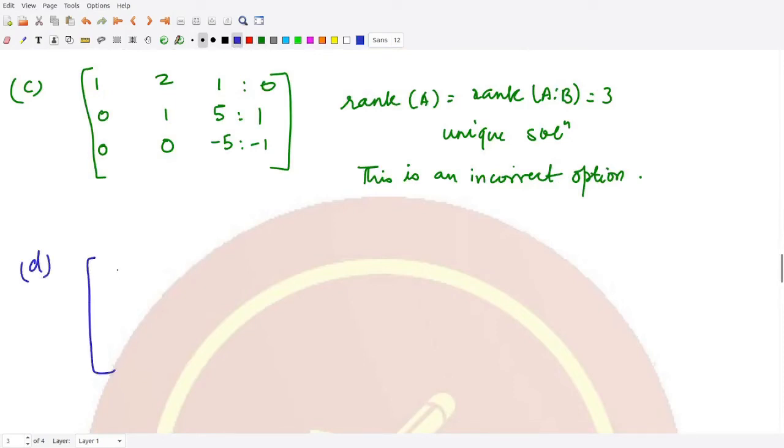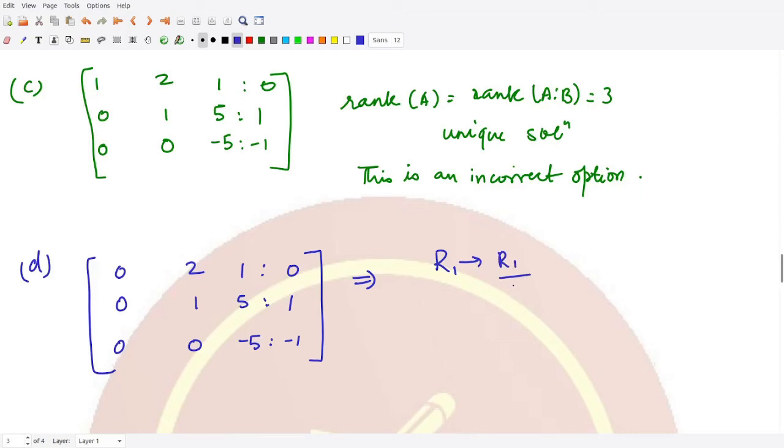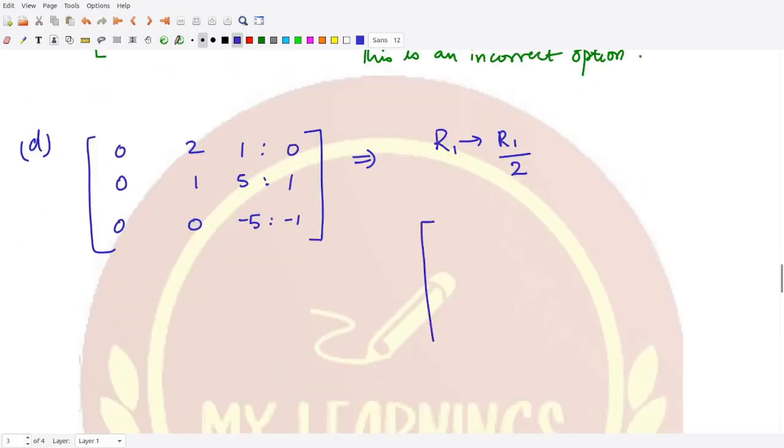For the D part we have A as 0, so we have 0, 2, 1 and 0, then it is 0, 1, 5 and 1, and it is 0, 0, -5 and -1, right? This is our matrix here. So for this matrix, we wanted to make this into echelon form. So the first non-zero entry in the first row is 2. So first of all, let's make this as 1. So we have to apply the operation on R1, that we have to divide R1 by 2, right? So that we would have 0, 1, 1 by 2 and 0, right? And the rest 2 rows, second and third, they would remain as such.